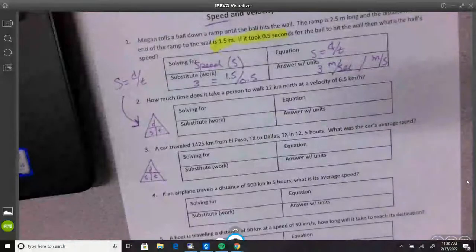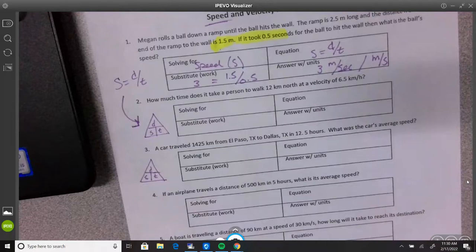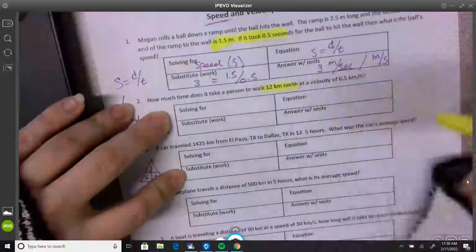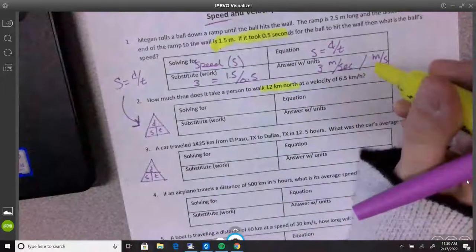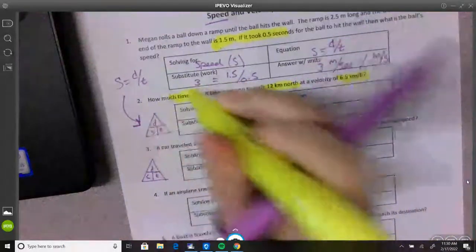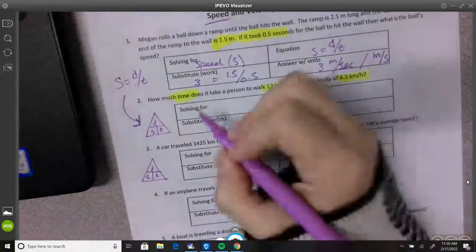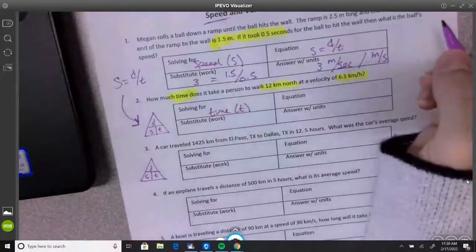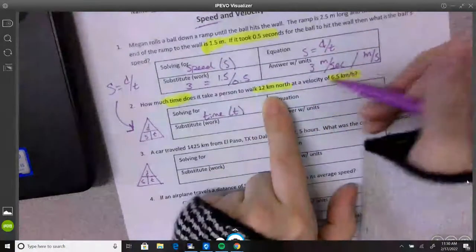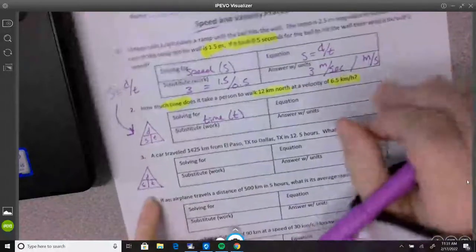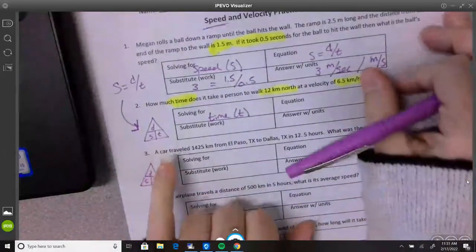So let's look at number 2. How much time does it take a person to walk 12 kilometers north at a velocity of 6.5 kilometers per hour? And again, you're able to tell here, it's asking for time. So you're solving for time, or t. You're given our values right here, 12 km north, 6.5 kilometers per hour. And since we're solving for time, that means our equation is going to be a little bit different.